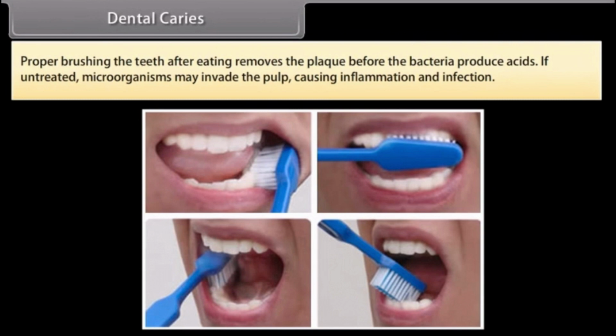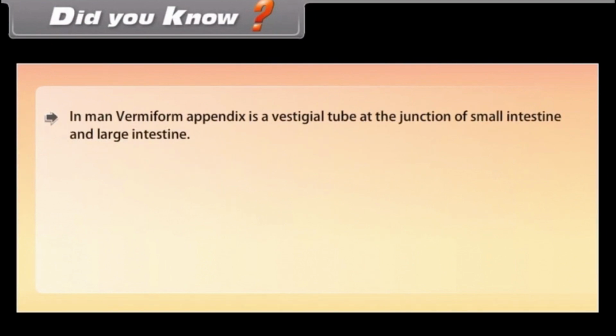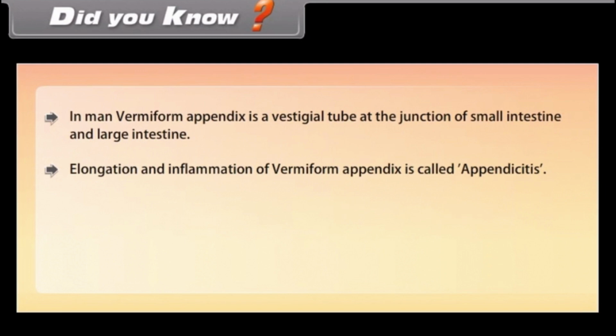If untreated, microorganisms may invade the pulp, causing inflammation and infection. Did you know? In man, vermiform appendix is a vestigial tube at the junction of small intestine and large intestine. Elongation and inflammation of vermiform appendix is called appendicitis.